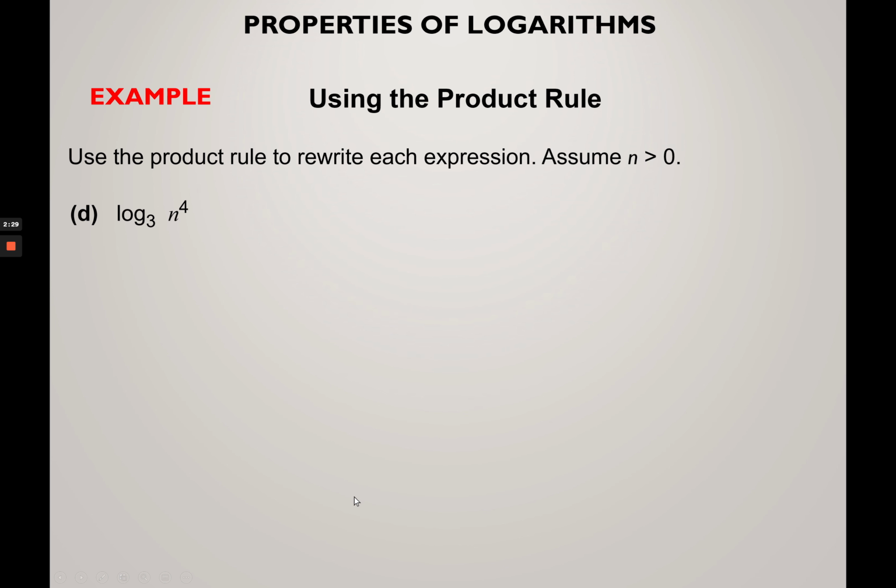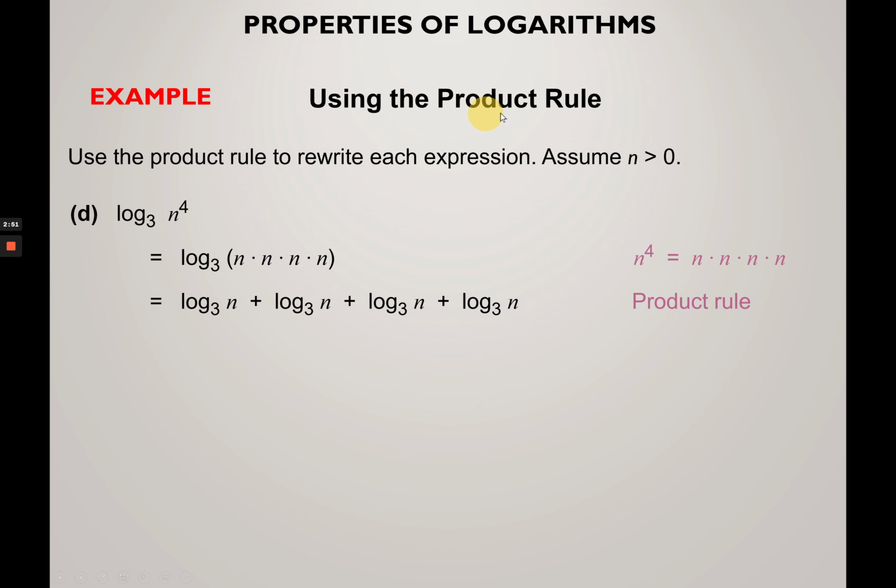Next, you have the last example of the product rule. What if you have n raised to 4 with a logarithm base 3? What we can do is factor n to the 4th by multiplying n to itself 4 times, expanding. And so we can actually separate each n with the same logarithm base 3 by applying your product rule. And there's a different way of simplifying this. Since it's repeated four times, logarithm base 3 of n, we can write 4 at the front and write once the logarithm base 3 of n. And that's the final answer.